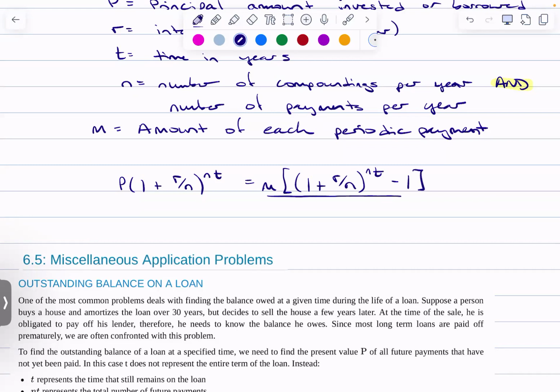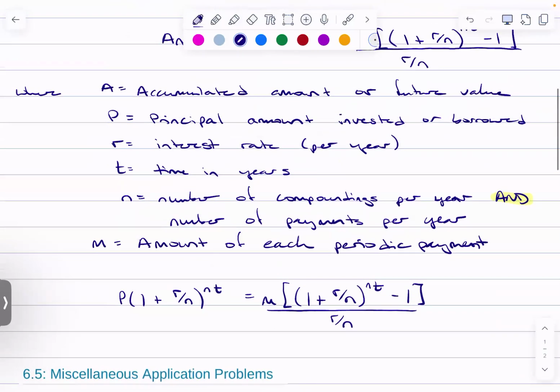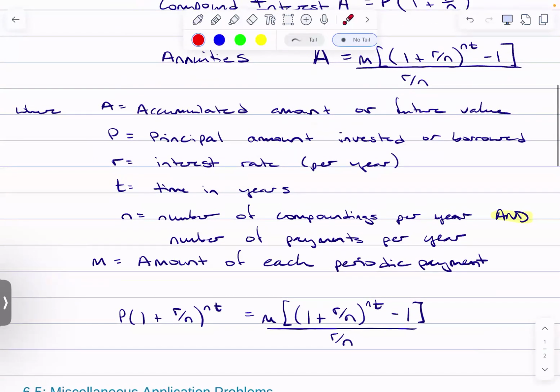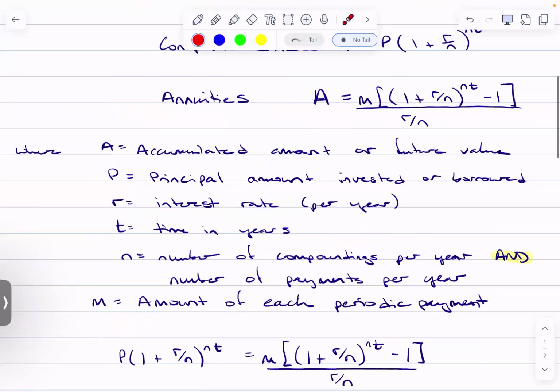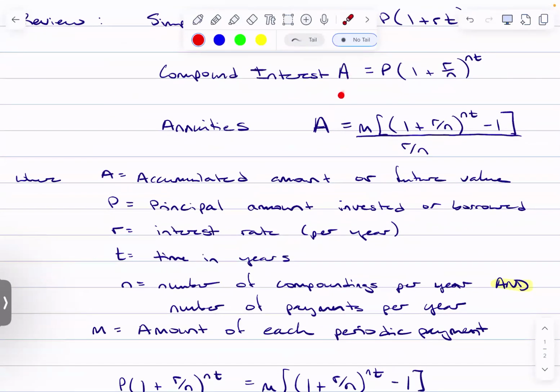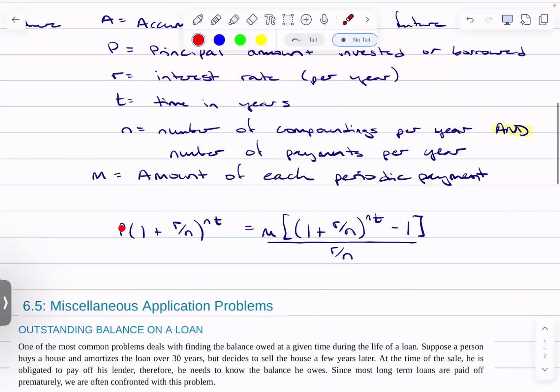I'm going to need to confirm this. Divided by R over N. Did I miss anything? M times ((1 plus R over N) to the NT minus 1) over R over N. Nice. We forced these two A's to be the same, and then we can move between a lump sum and payment amounts, or regular payments.